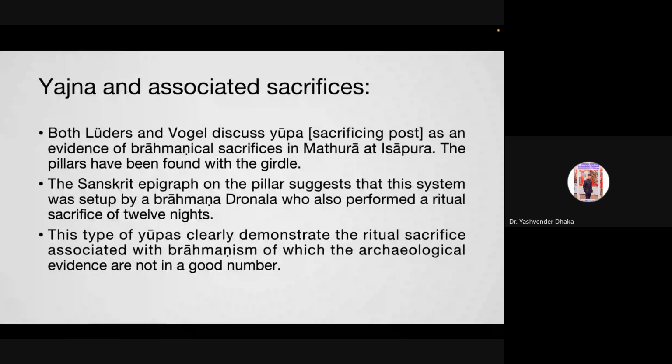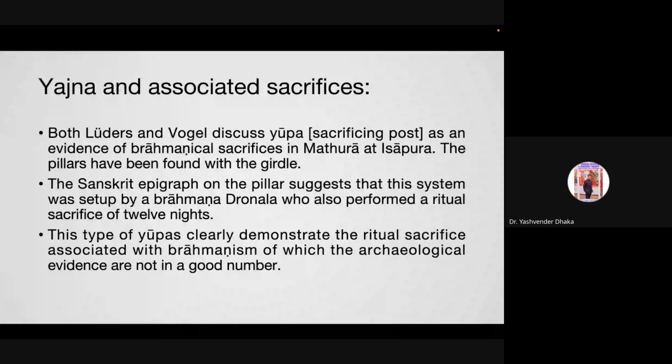Now, the yajna and sacrifice, which have very strong evidence from Mathura. So, Luders and Vogel, who discussed the inscriptions from Mathura, have found the Yupa, the sacrificing post, as evidence of Brahmanical sacrifice in Mathura. And this inscription has been found from Isapur. The pillars have been found with the girdle. The Sanskrit epigraph on the pillar suggests that this Yupa was set up by a Brahmana, Dronala, who also performed a ritual sacrifice of 12 nights.